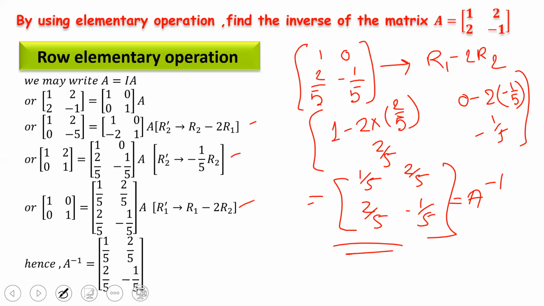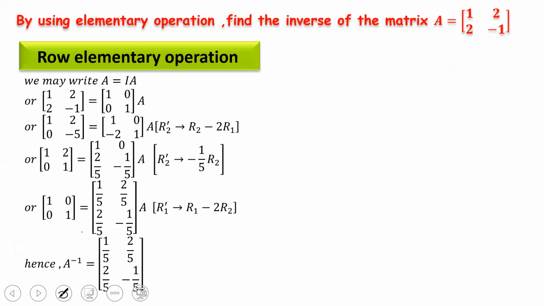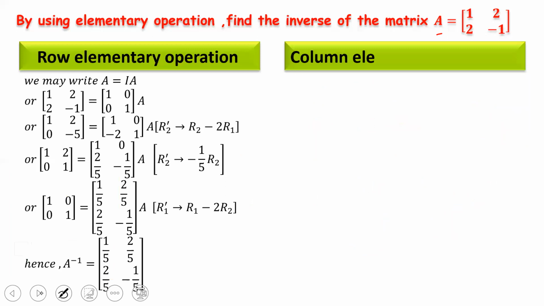So next, we will use this column elementary operation on this matrix A. So apply this column elementary operation. First, we can write this A is equal to A into I. Again, the same thing.